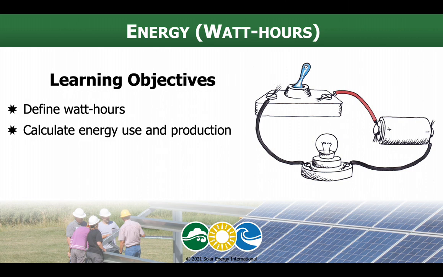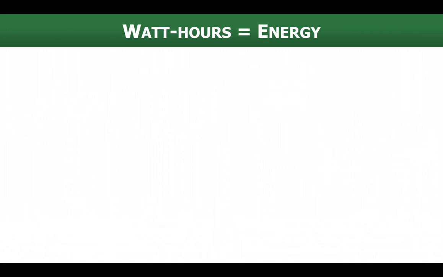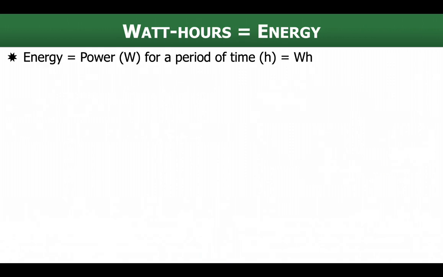And then we'll use that to calculate energy use and production in some simple examples. So watt hours equals energy, power for a period of time. So W times H equals watt hours. Right? So the watts is the rate, the hours is the time, energy is what we get when we use power for some period of time, or when we produce power for some period of time.